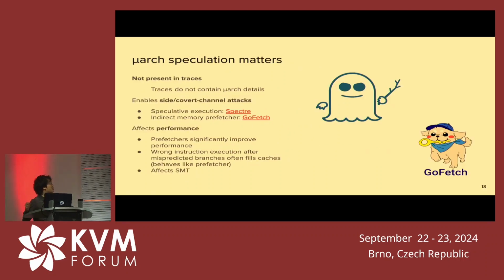And this microarchitecture speculation matters even though it is not present in traces. Traces do not contain any kind of microarchitecture details, so there is no speculation aspect. However, this speculation matters for security and performance. First, for security, it enables side or covert channel attacks. Speculative execution is exploited in Spectre, and the indirect memory prefetcher in Apple silicon was exploited with an attack named GoFetch.